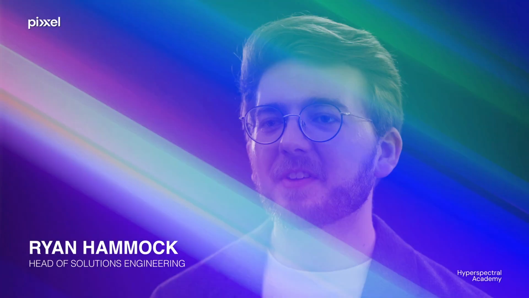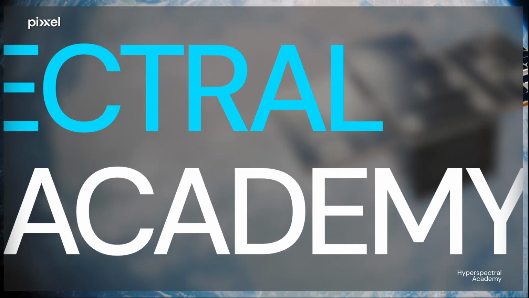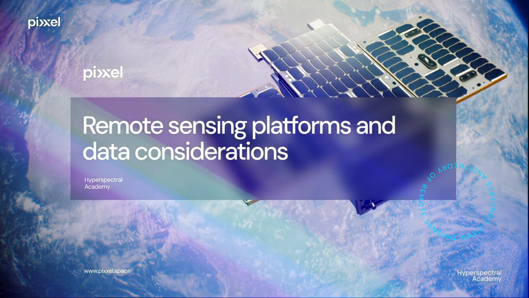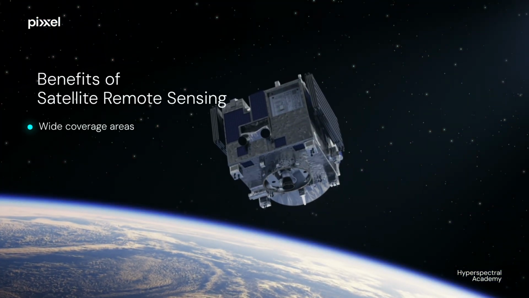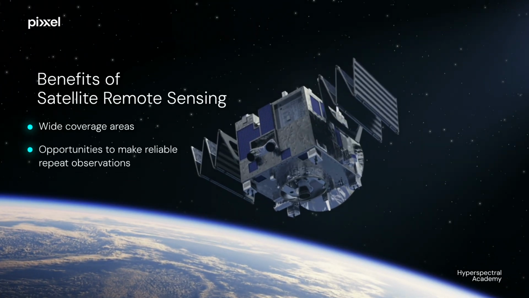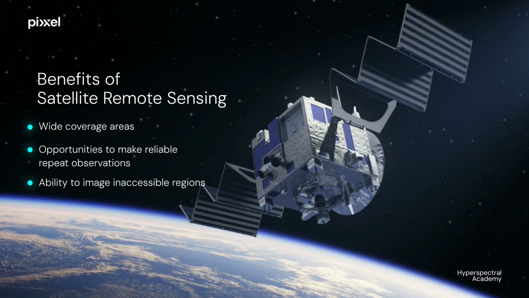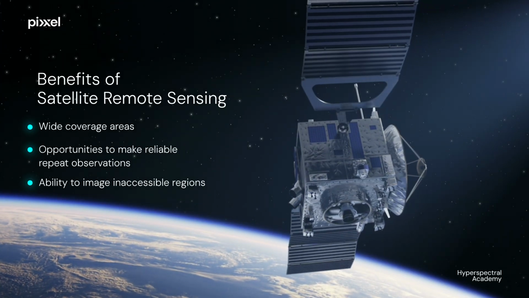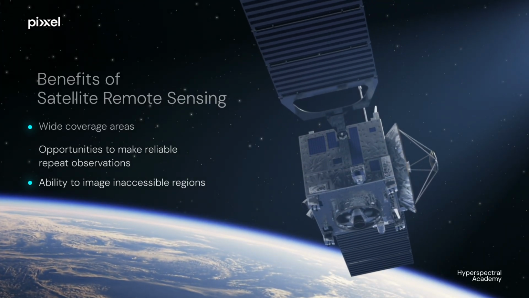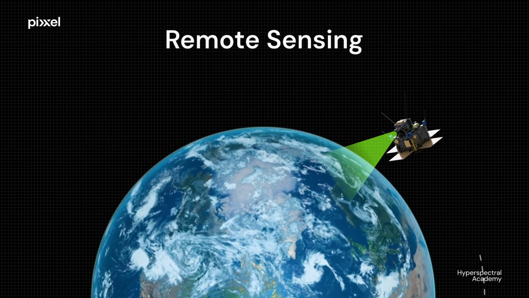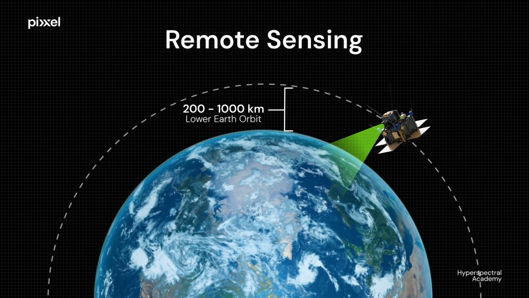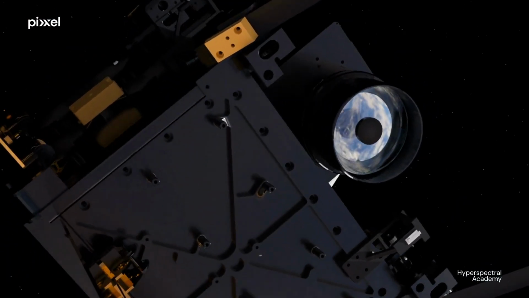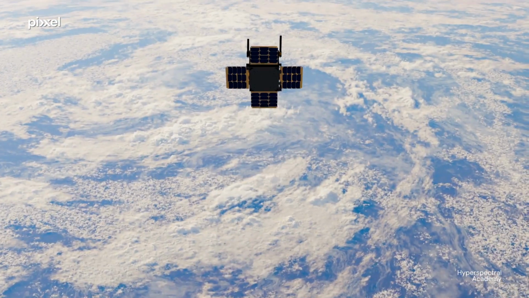In this video, we'll discuss the characteristics of remote sensing platforms and items to consider when selecting a remote sensing dataset for your application. Satellites offer wide coverage areas, opportunities to make reliable repeat observations, and the ability to image regions that may otherwise be inaccessible, which makes satellites invaluable for imaging large regions efficiently. However, due to their position in orbit, typically low Earth orbit between 200 and 1,000 kilometers above Earth, they must have more powerful telescopes to achieve the same spatial resolution as aircraft or drone-based systems.